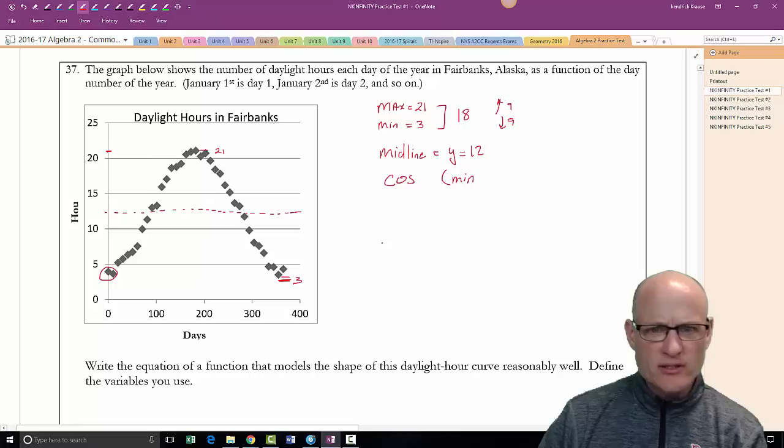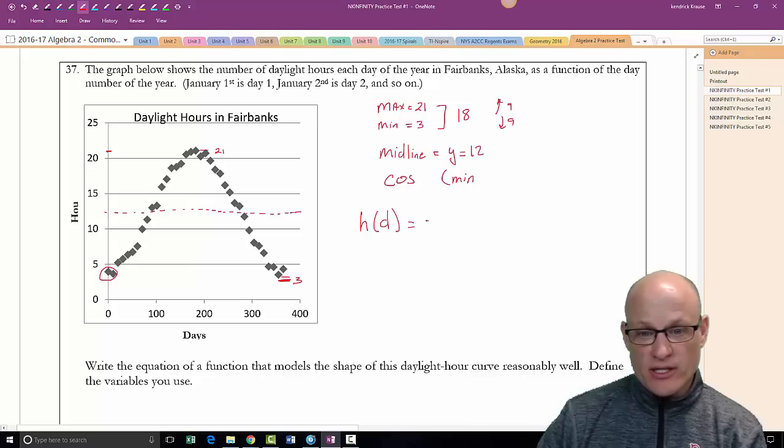Wait, did they tell us what they want us to call it? Well, what is this, temperature? Below is the graph, number of daylight hours each day. So, I don't know, let's do hours of day. Here's what I know so far. I know this is going to be a negative cosine function. In fact, I know it's going to be negative 9 cosine because I know here my amplitude. This is my amplitude. And I also know at the end it's going to be plus 12.